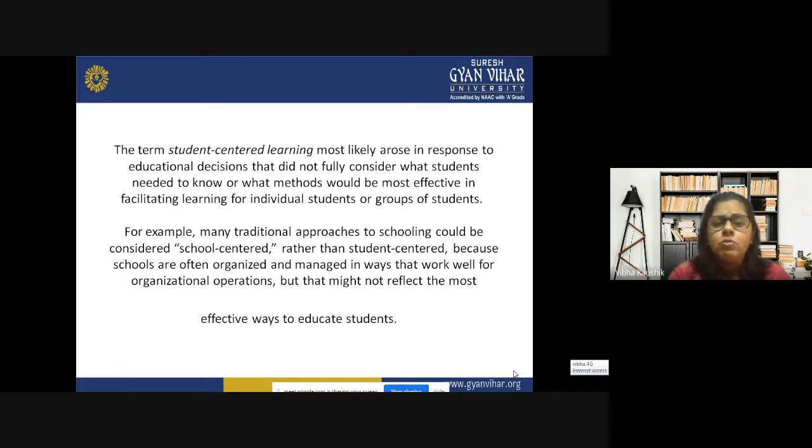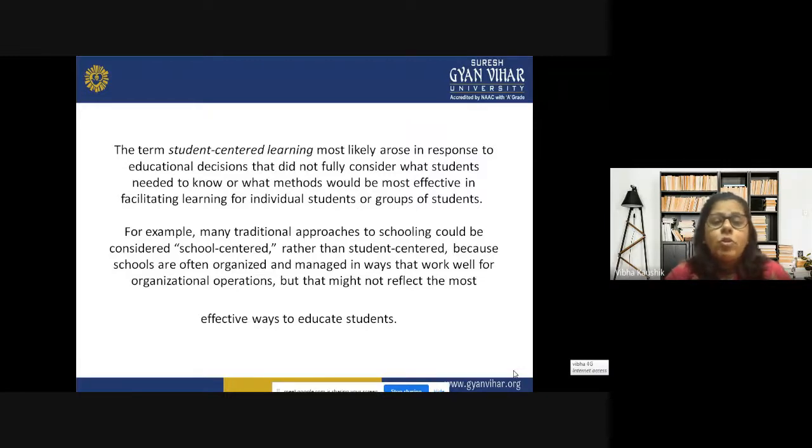rather than using the school-centered approach. Now, why is there a school-centered approach? The school-centered approach is considered to be the best by the organization, so that they do not have to improve their infrastructure, and they think this is the most organized and managed way of teaching students. But the most effective method of teaching the learner is student-centered.